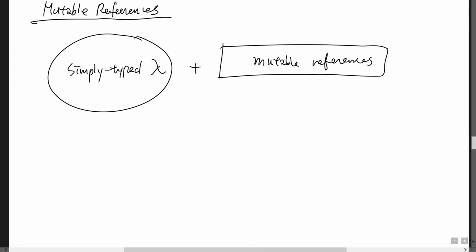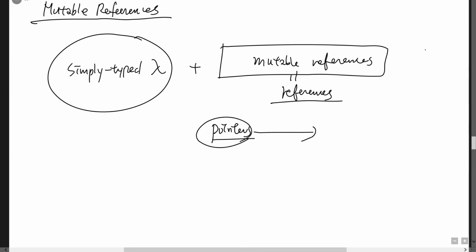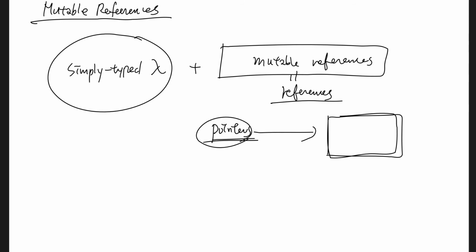Mutable references are sometimes just called references. And mutable references are like pointers. If you have a pointer, it is pointing to a memory cell, and you can update the contents of this memory cell with this pointer. And references are something like pointers.